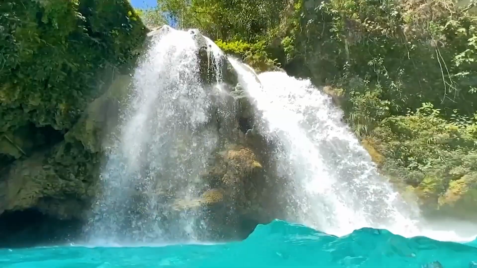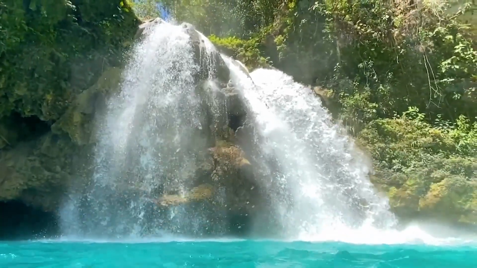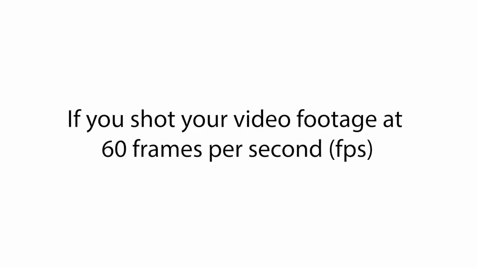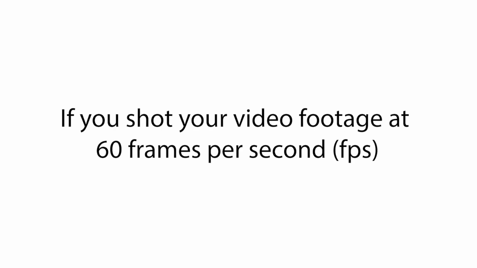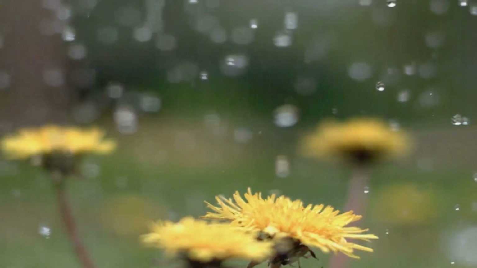Add speed effects. Now, let's make some parts of your video play in slow motion or speed up for added impact. If you shot your viral footage at 60 frames per second, also known as FPS, you can create smooth slow motion effects by changing the speed to 50% or lower.